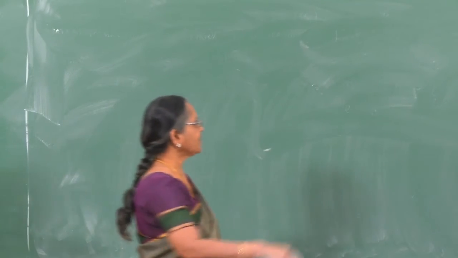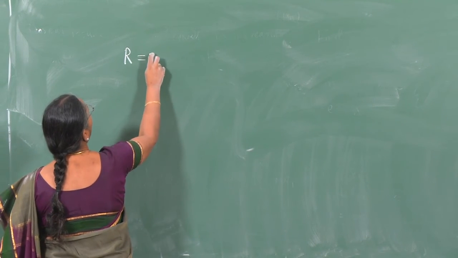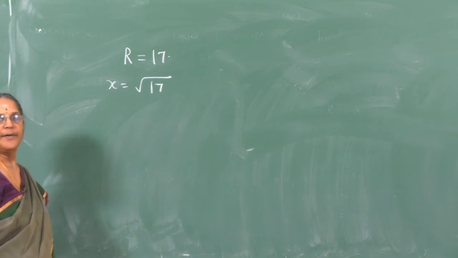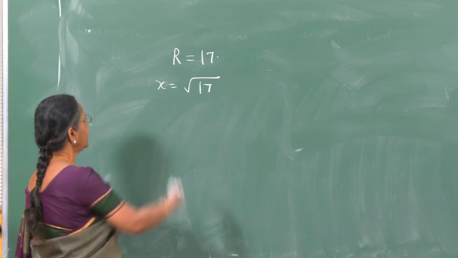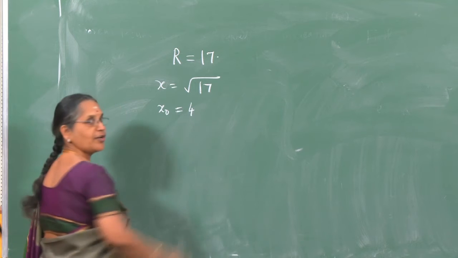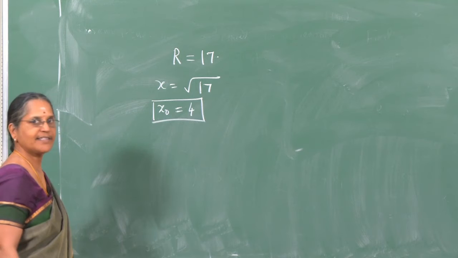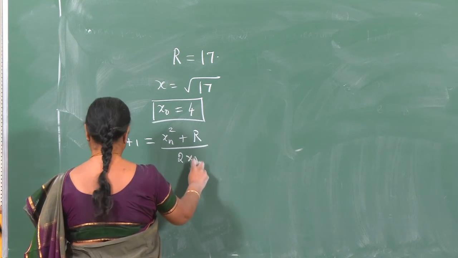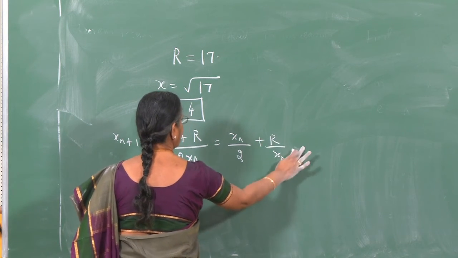Suppose I had given the same problem and asked you to compute the square root of r where r is 17. So, I am interested in finding x equal to root 17. In that case, I can choose an initial approximation x naught to be 4 and generate the successive iterates. x n plus 1 was (x n square plus r) divided by twice x n, which I write as x n by 2 plus r by x n.